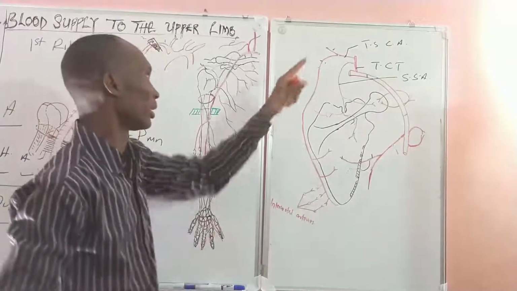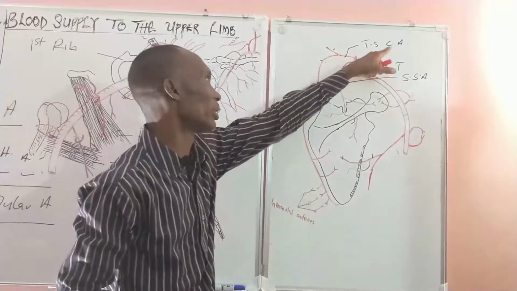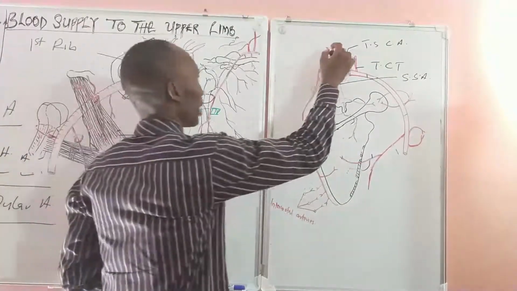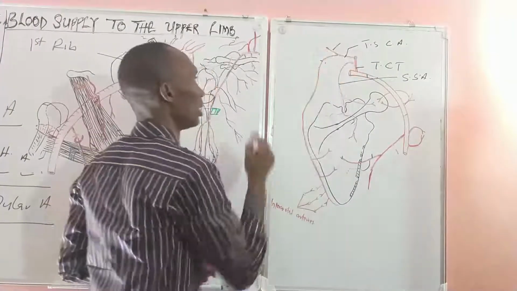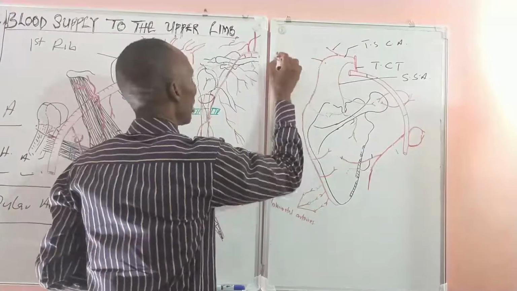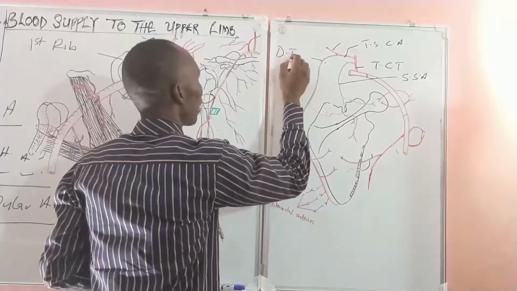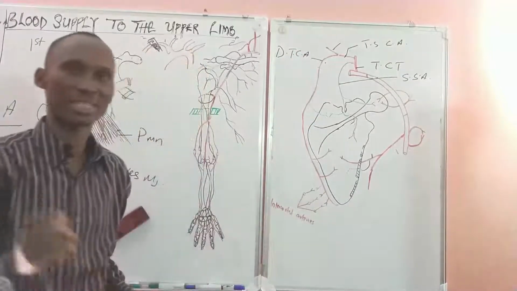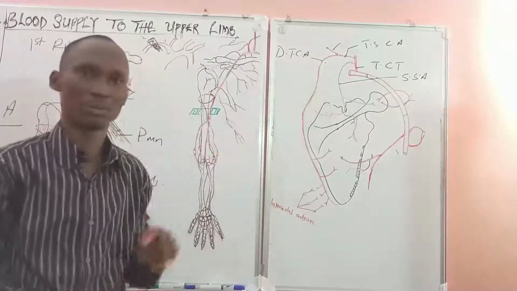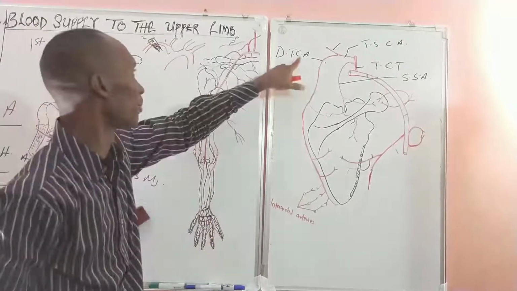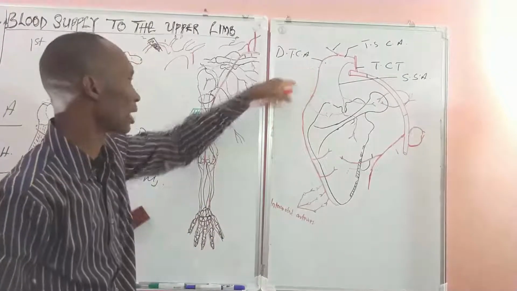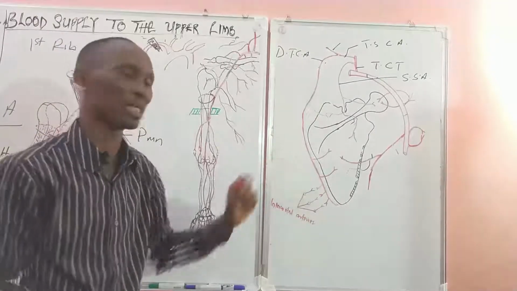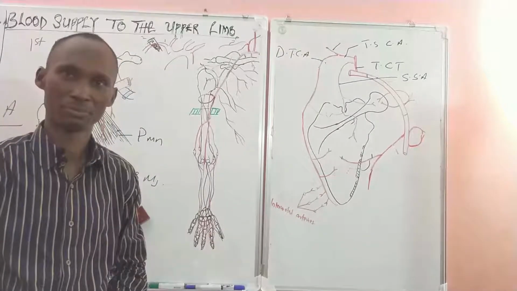Now, the transverse cervical artery will divide into two. We have the superficial branch, and then we have the deep branch of the transverse cervical artery. We're actually interested in the deep branch. Another name for the deep branch of the transverse cervical artery is the dorsal scapular artery, because it's the artery that runs with the dorsal scapular nerve.